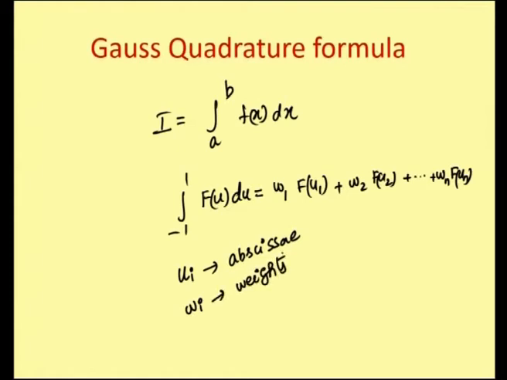The abscissa and weights differ for each formula. Okay. So, there are actually 2n unknowns. What are the 2n unknowns? u1 to un, so these are n unknowns, and w1 to wn, and these are n unknowns. So, totally there are 2n unknowns to be found out for evaluating the integral of the type -1 to 1 f of u du. Okay. And this particular integral from -1 to 1 f of u du will be converted for the general formula.